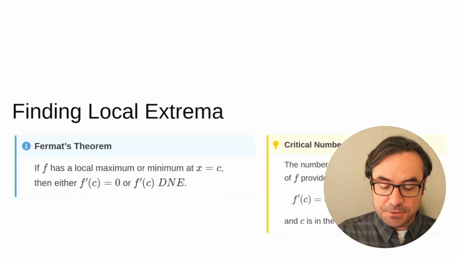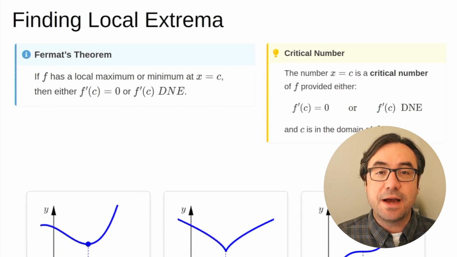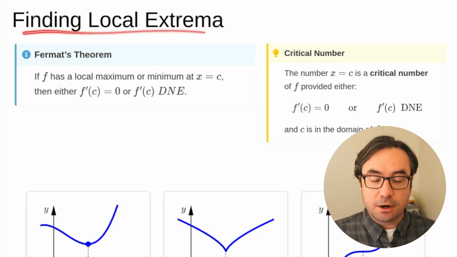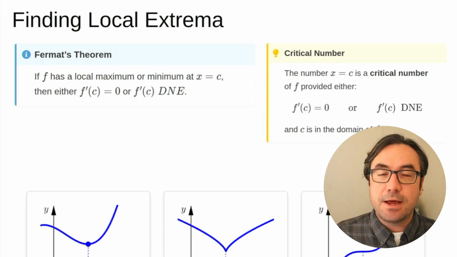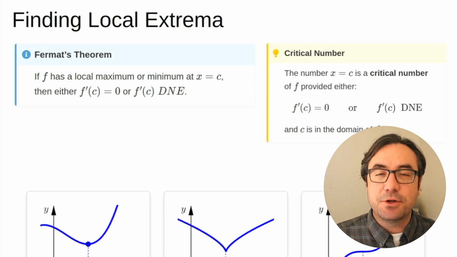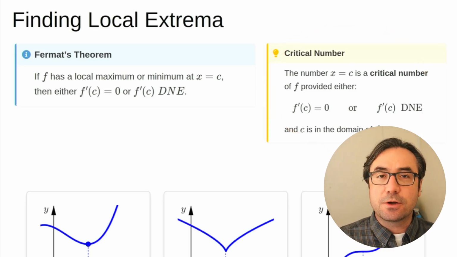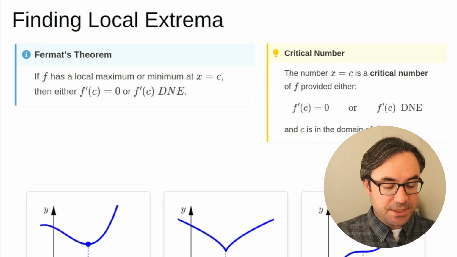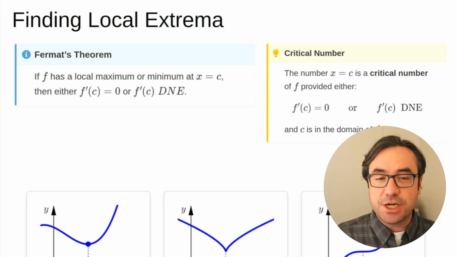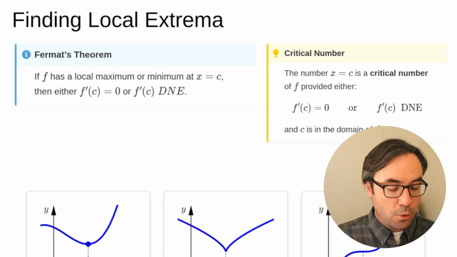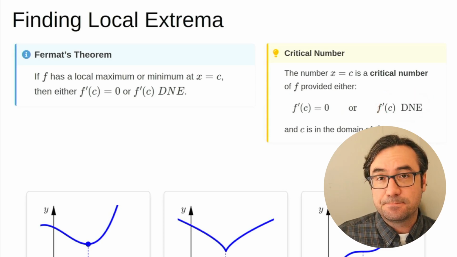So the first part of this process is going to involve finding where our function might have a max or a min. So we're going to find our local extrema. And we've kind of seen a little bit of how to do this already. And it comes down to these special places that we call critical numbers for our function. So we say that a number x equals c is a critical number of the function f, provided one of two things happens. Either the derivative is equal to 0 there, or the derivative is undefined there.